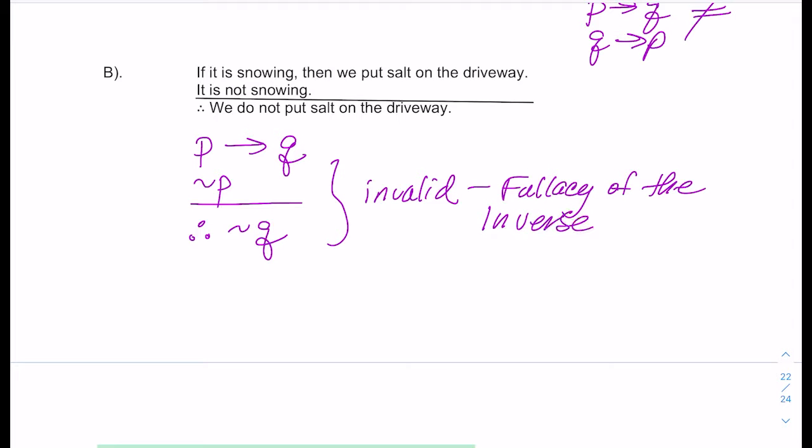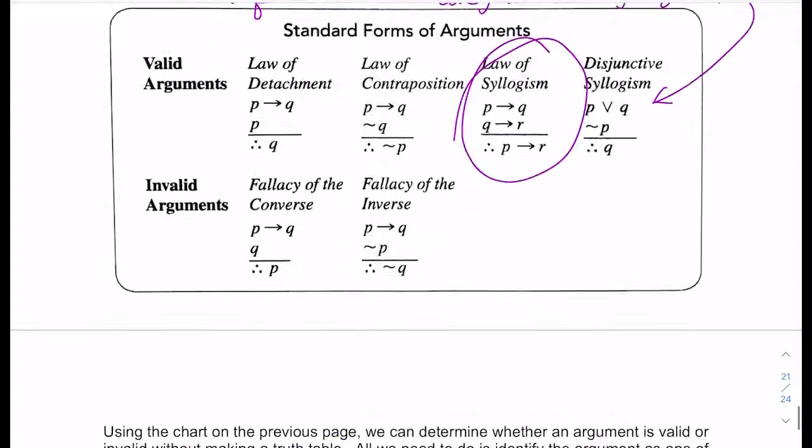So if you recognize here, in the last section, we did if P then Q. What was the inverse? It was negating the P and the Q. And those two statements were also not equal. So you can recognize that here, that that's an invalid argument. And when you look in the chart, you can see the fallacy of the inverse right here. And in the last example, we had the fallacy of the converse.